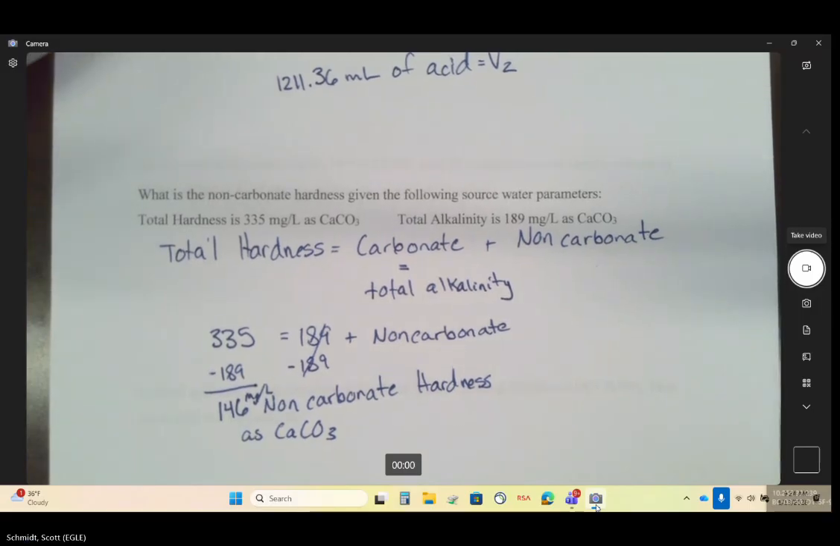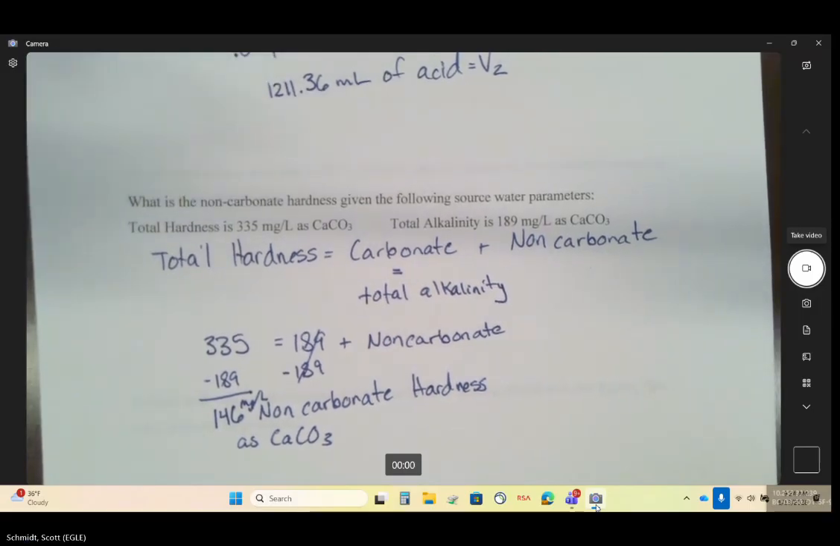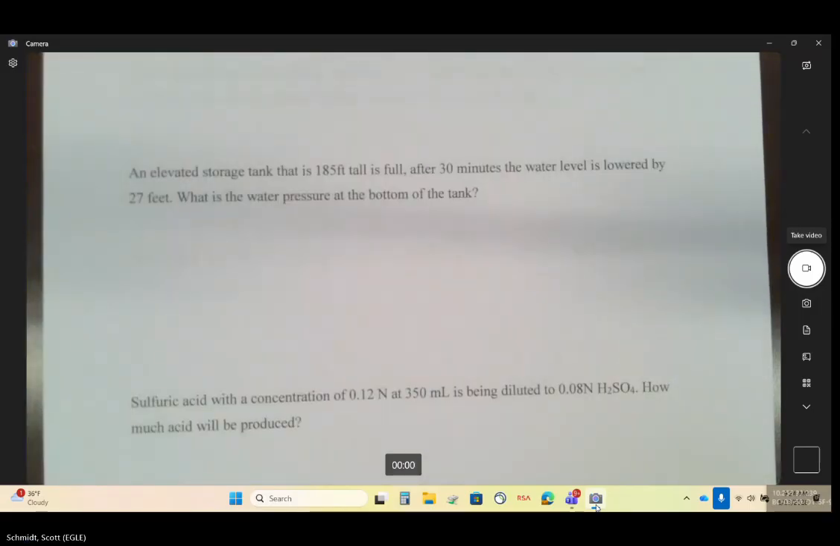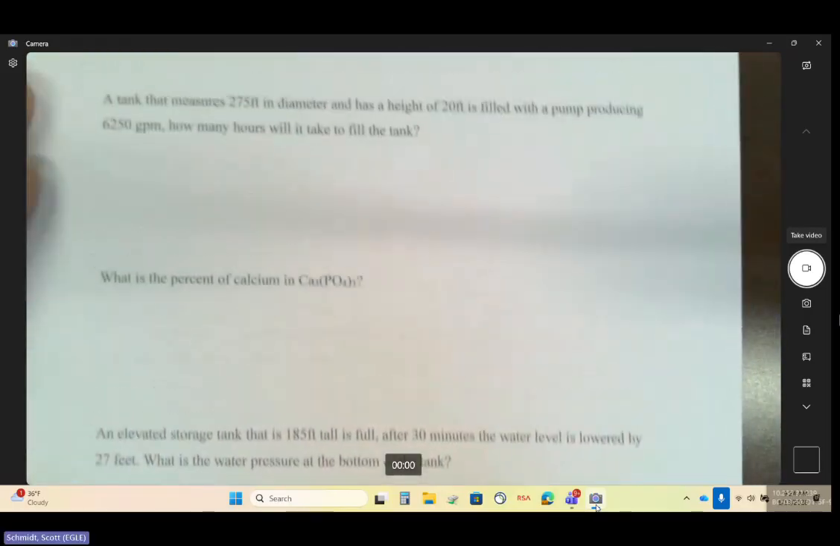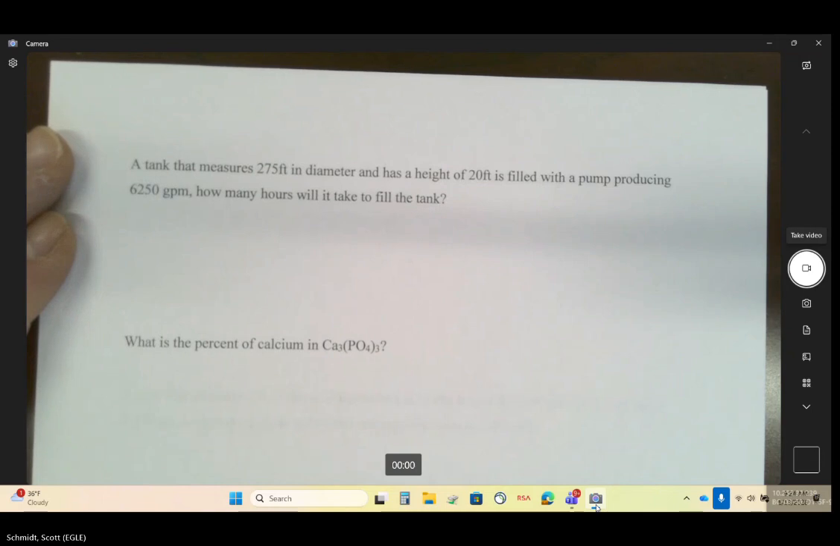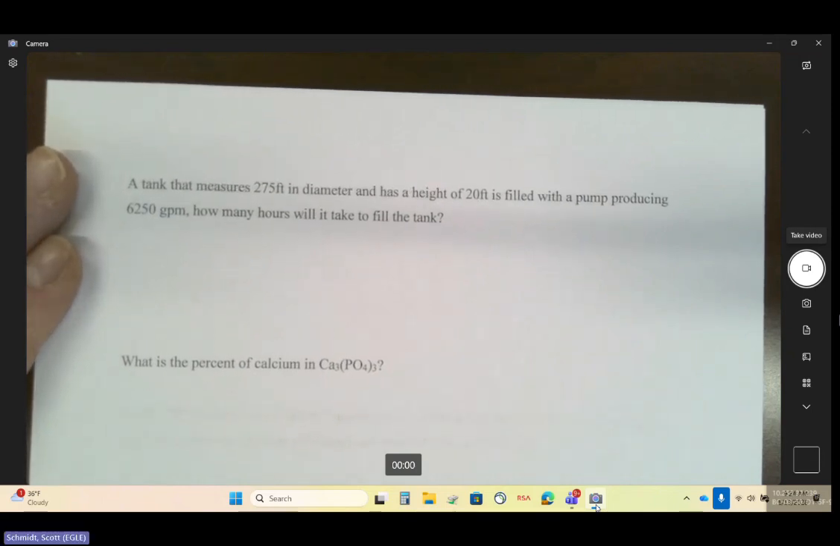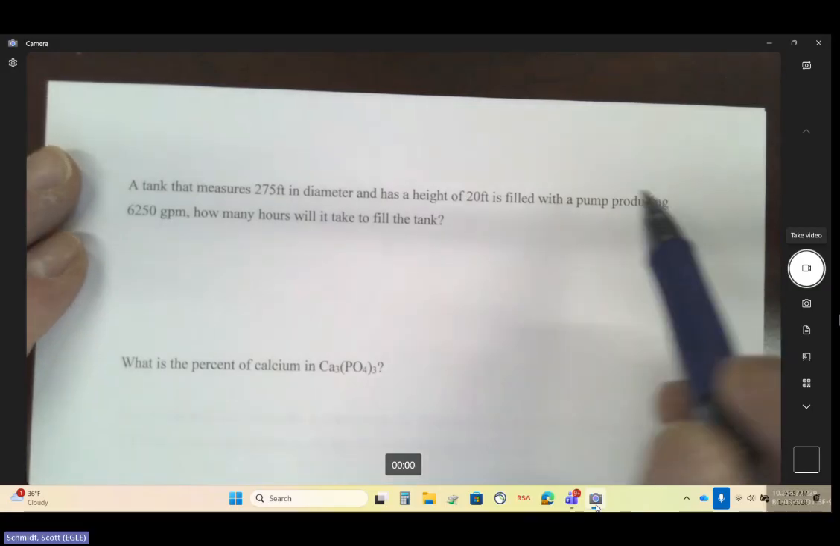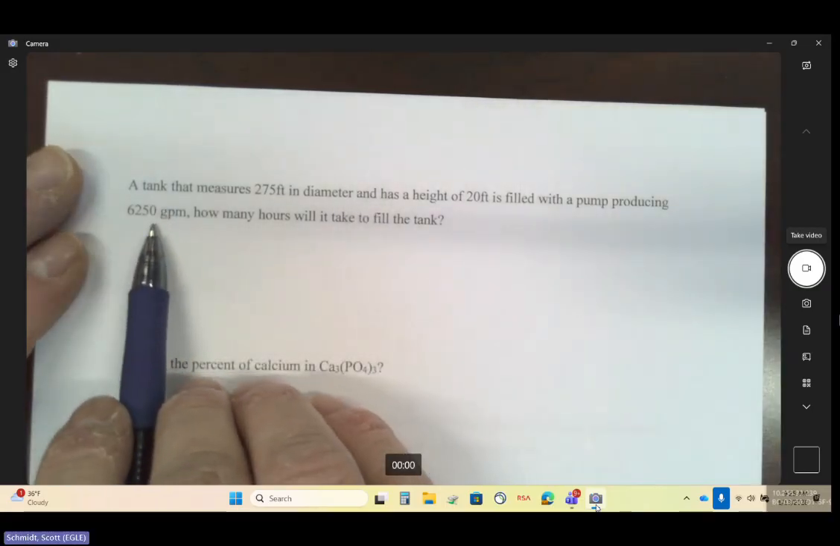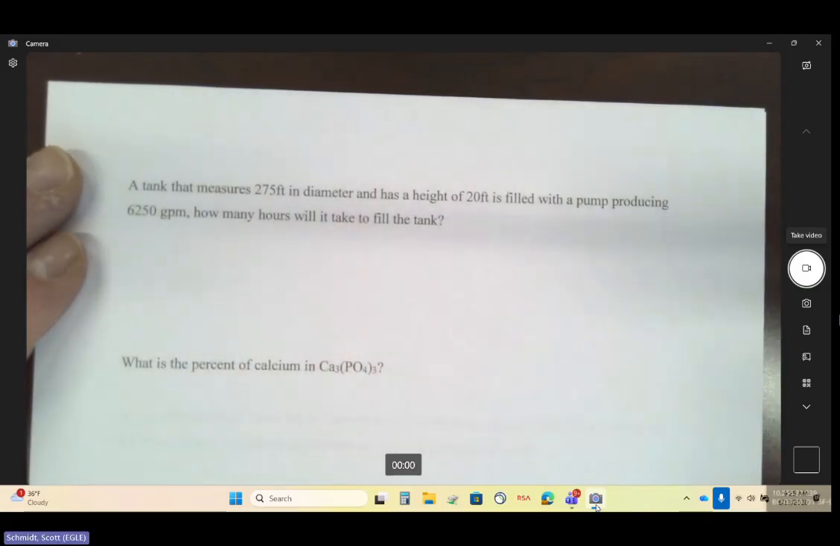All right. We got 2 pages left. We're getting there. A tank that measures 275 feet in diameter and has a height of 20 feet is filled with a pump producing 6,250 gallons per minute. How many hours will it take?